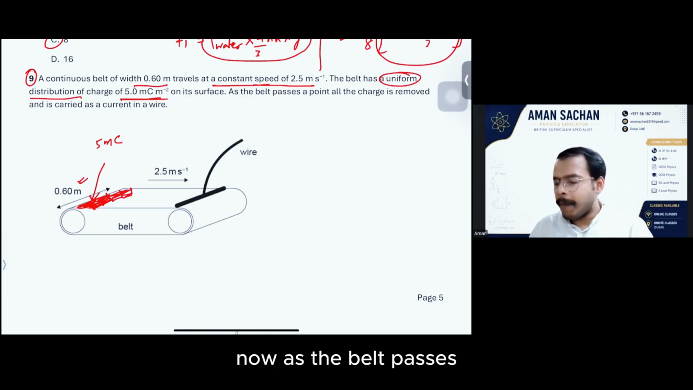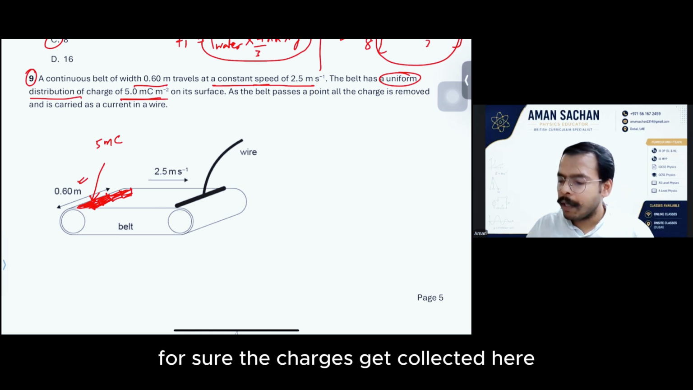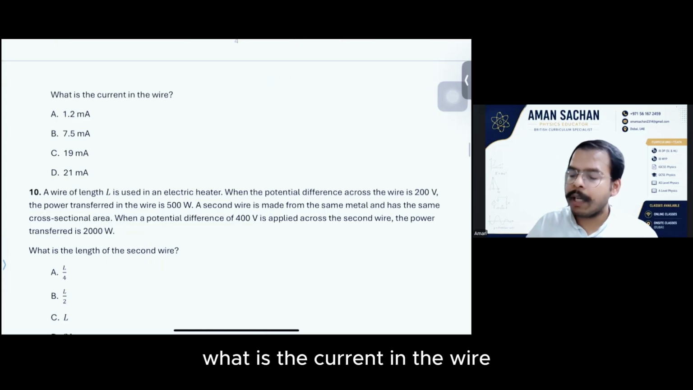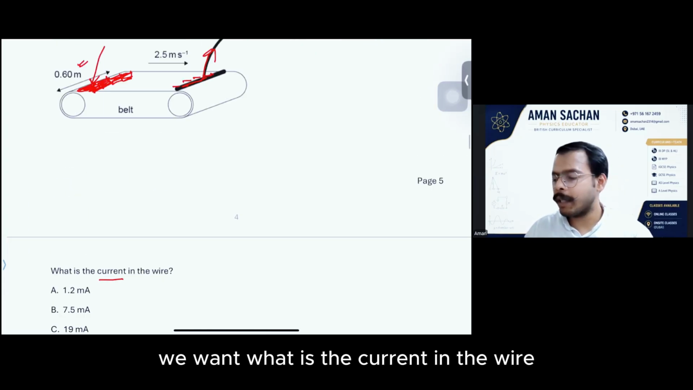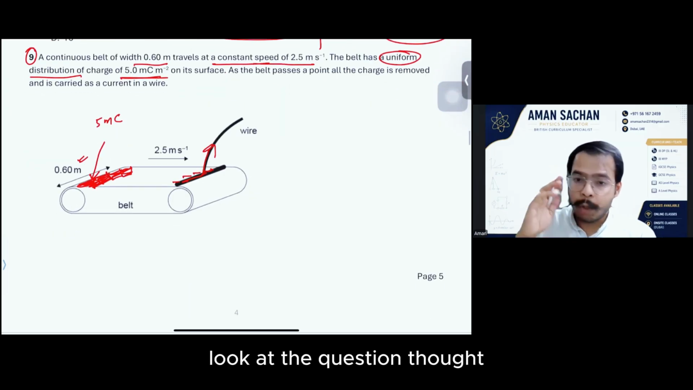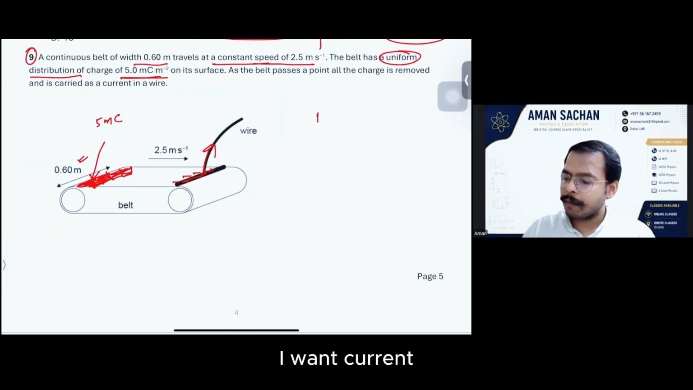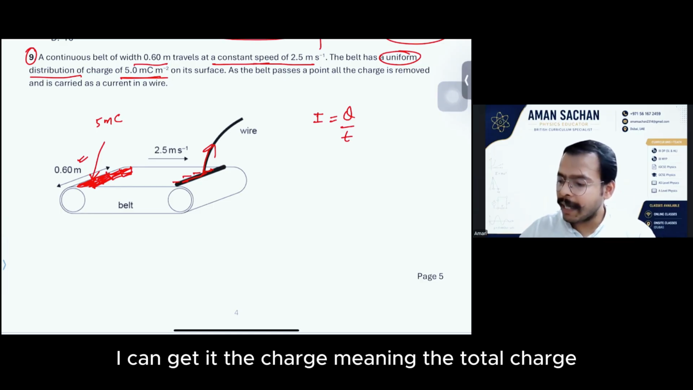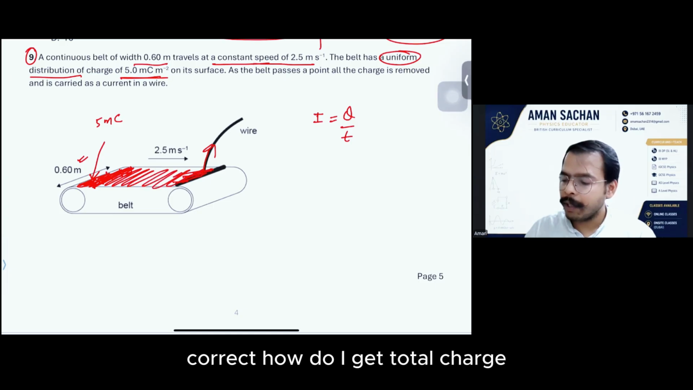Now, as the belt passes, the charges get collected here and then they move through the wire, creating the current. So we want to find what is the current in the wire. Look at the question. I want current. Current is charge over time. I don't have time, but charge I can get. The charge meaning the total charge. How do I get total charge?